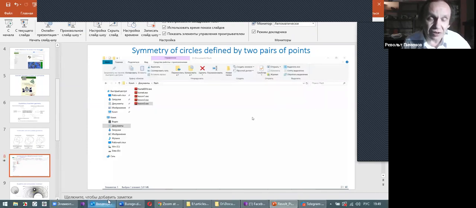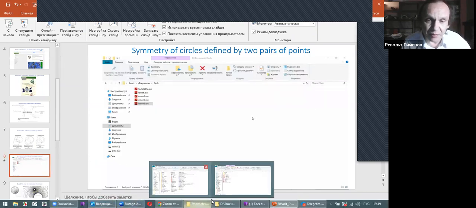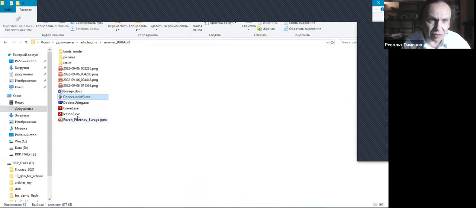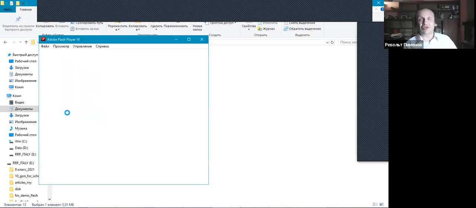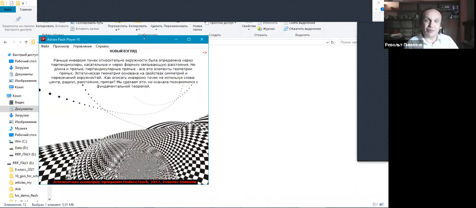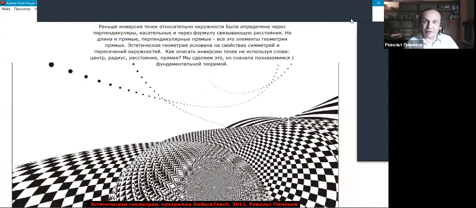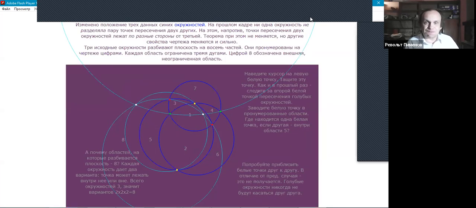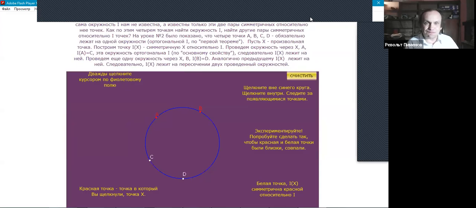For this, one moment. I'm using a special program for the geometry of circles. I understand inversion not as a transformation about a circle.